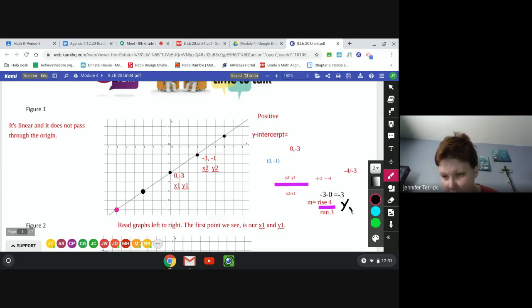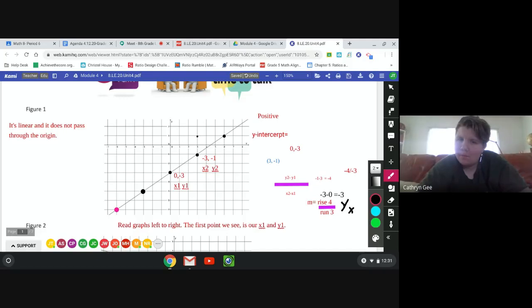So make sure you document that this is Y over X. Okay. So that means I have to rise 4 and run 3. So 1, 2, 3, 4. 1, 2, 3. Does this work out? No. Why not?